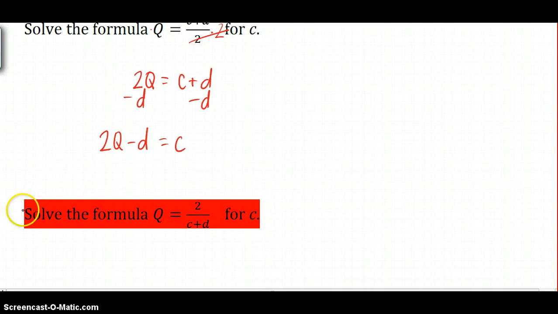So I want you to try this one in your notes. It's a little bit different. It might be a challenge. But this one is flipped. Now the 2 is on the top, and they want you to solve for C. See and figure out if you can solve for C on this one.